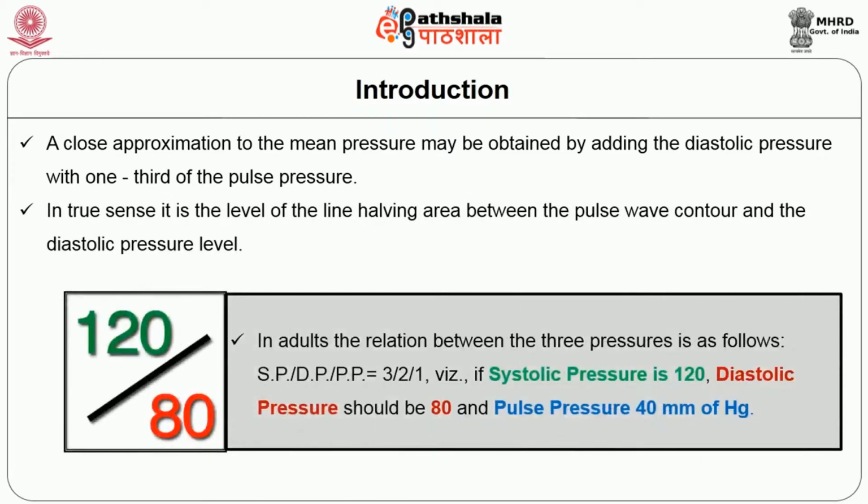In adults, the relation between the three pressures is as follows. Systolic pressure to diastolic pressure to pulse pressure is equal to 3:2:1. That is, if systolic pressure is 120, diastolic pressure should be 80 and pulse pressure 40 millimeters of mercury.